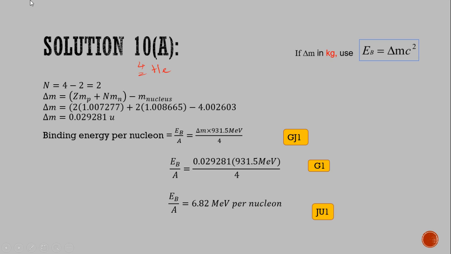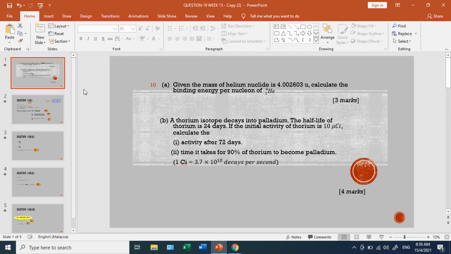Next, for question number 10b, a thorium isotope decays into palladium. The half-life of the thorium is 24 days. If the initial activity of the thorium is 10 microcurie, calculate the activity after 72 days.